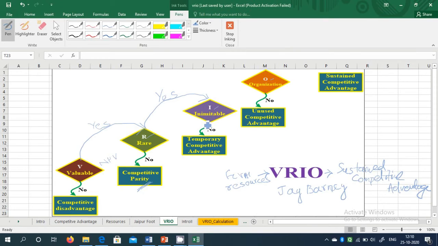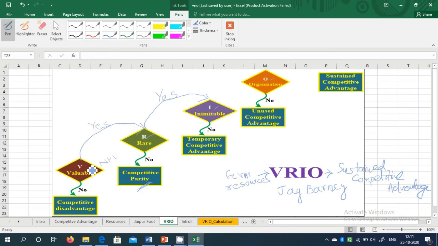Inimitable means whatever resources you have, it is valuable, it is rare. Suppose you say, I'll not go for the first one, the valuable one, but the resource I have got is rare. But that is of no use. If your resource is valuable, then in the second phase you check whether it is rare or not. So the step cannot start from here. First of all, we have to check whether resources are valuable or not.